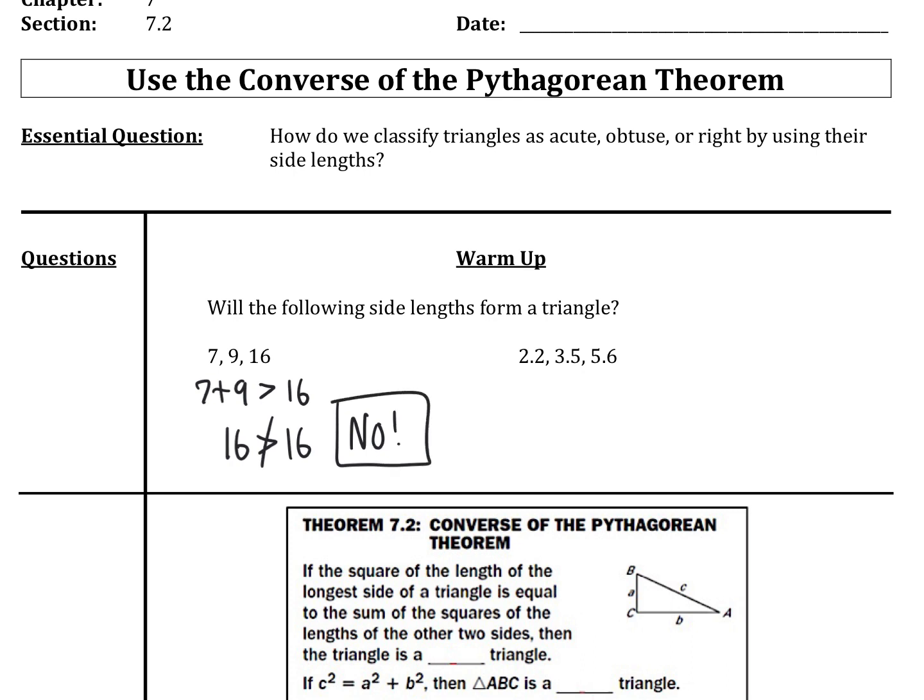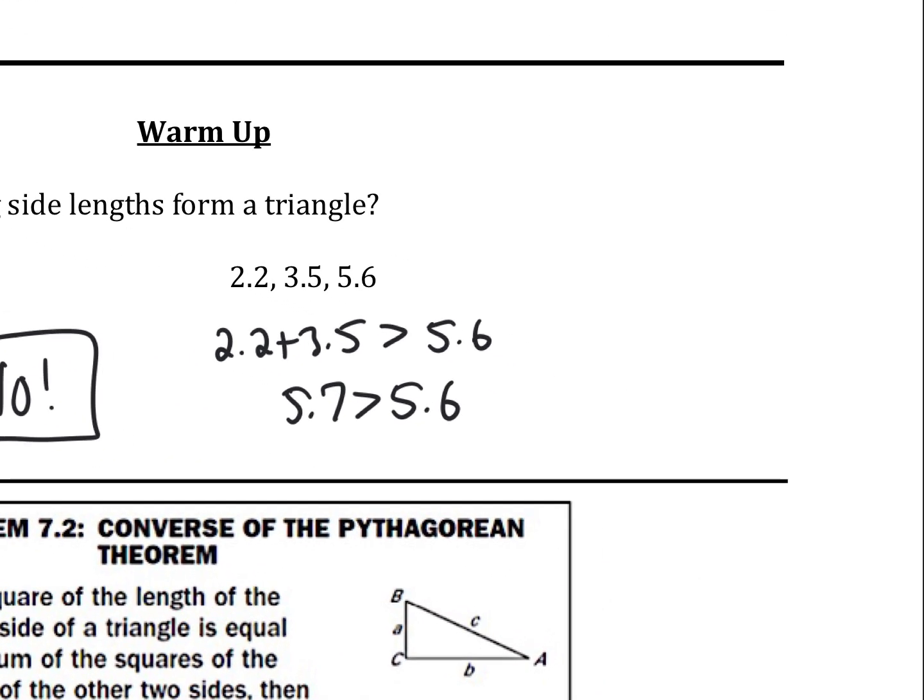All right, next one's a little bit tricky, but it's just decimals, so let's go ahead and do this. The two smaller sides we need to add together need to be larger than 5.6, which is the largest side. 2.2 plus 3.5 is 5.7. It's greater than 5.6. Is that true? It is. These side lengths would form a triangle.